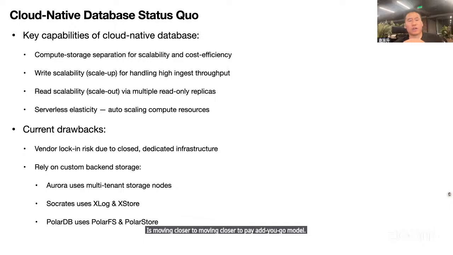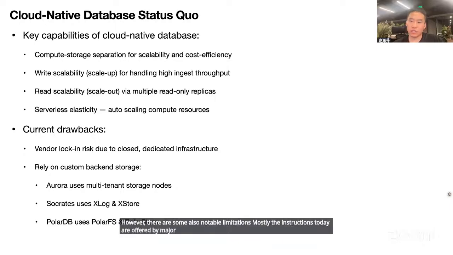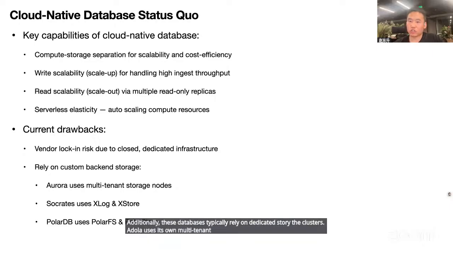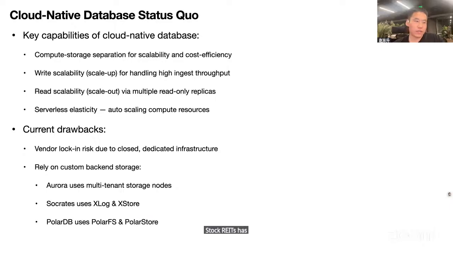However, there are also some notable limitations. Most leading solutions today are offered by major cloud vendors and are closed source, which introduces the risk of vendor lock-in. Additionally, these databases typically rely on dedicated storage clusters. Aurora uses its own multi-tenant storage cluster. Socrates has a dedicated XLog and XStore. PolarDB is built on a distributed file system and stores data in PolarStore.